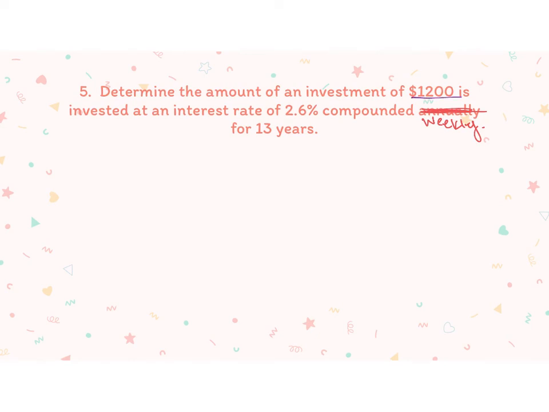So let's identify all our parts. Here is my principal amount. Here is my interest rate. I've got to move that back 2 places. So that's 0.026. That's a 2 there, sorry. Here's my time, 13 years. And then compounded, you always want to look for the word compounded, and here we're doing compounded weekly. So weekly, I have N is equal to 52, okay?